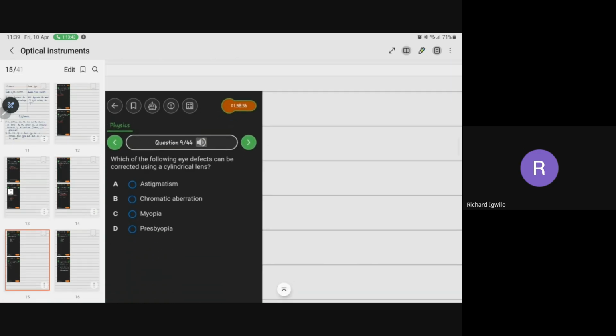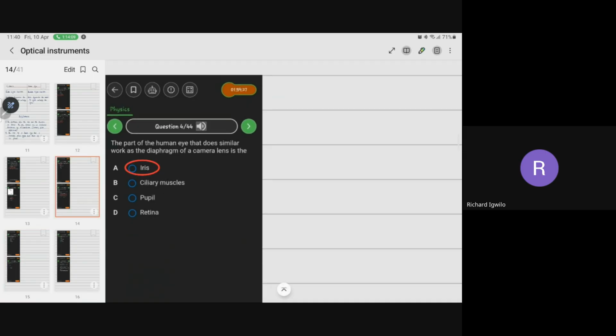All right. Which of the following eye defects can be corrected using a cylindrical lens? You know that you cannot use a lens to correct myopia. I think it should be astigmatism. People that did biology. That's why I left you guys to study about the human eyes. Right. And I gave you guys that assignment. Right. It can be C, and you circled B.